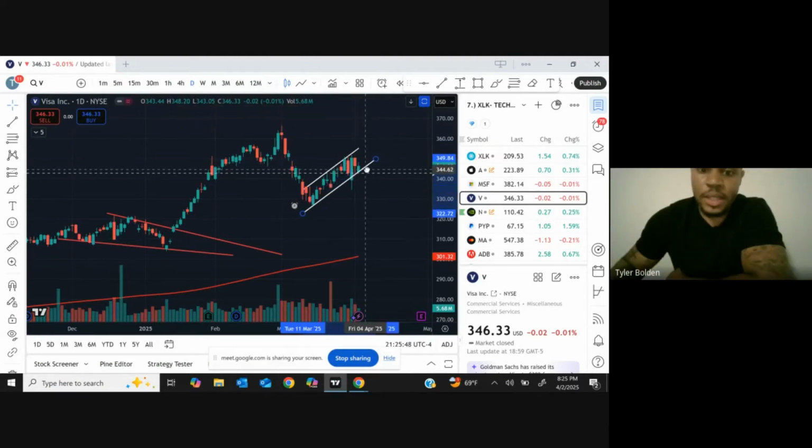Yeah. Visa is a great company. Yeah. So when I saw that, I was like, dang, no, I see this bear flag, let me catch the pullback. So it's going to run up and it's going to fall, and it might fall back down here.